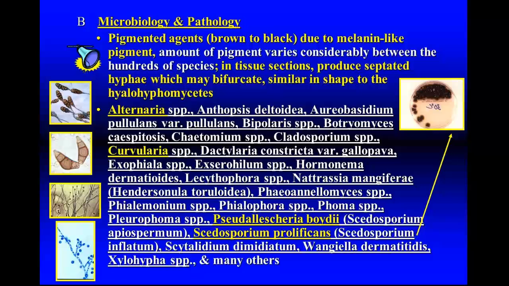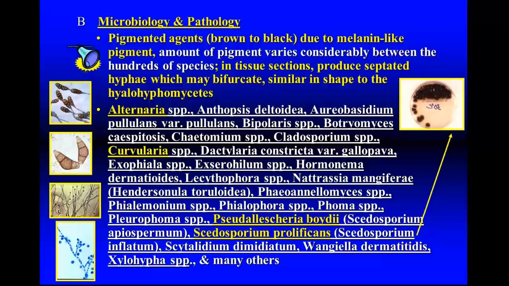It is important for the residents to remember what I just told them, and I admonish them, because in tissue sections these guys produce septated hyphae with bifurcations that may bifurcate at 45 degrees, similar in shape to the hyalohyphomycetes. And if it's one of the black molds with very little melanin-like pigmentation in tissue, they will not look pigmented. They look pigmented on the plate because we have millions of them growing together. It's easy to see the pigment there. But when you only have a tissue to call it, and it's one of the ones that are very weakly pigmented, you may not know. Maybe a phaeohyphomycete or one of the hyalohyphomycetes, or it could be Aspergillus, and all you see is septated hyphae that may bifurcate.